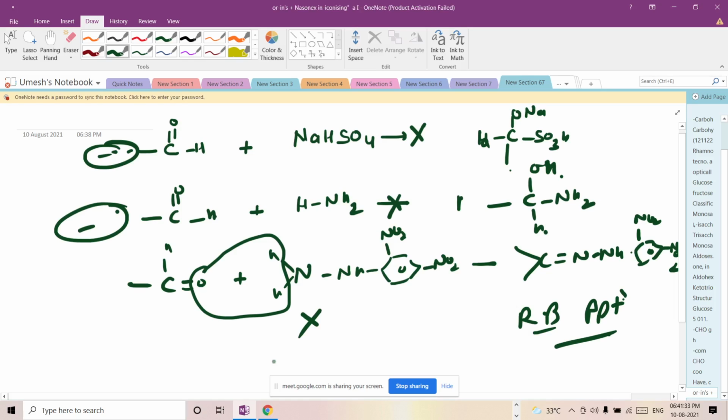Even though we have proved earlier that glucose has an aldehyde group, it shows the Tollens' reagent test, it shows the Fehling's test, it reacts with HCN, it reacts with hydroxylamine, and it shows the presence of the aldehyde. But these three reactions indicate that the glucose molecule does not have an aldehyde group. Got it?